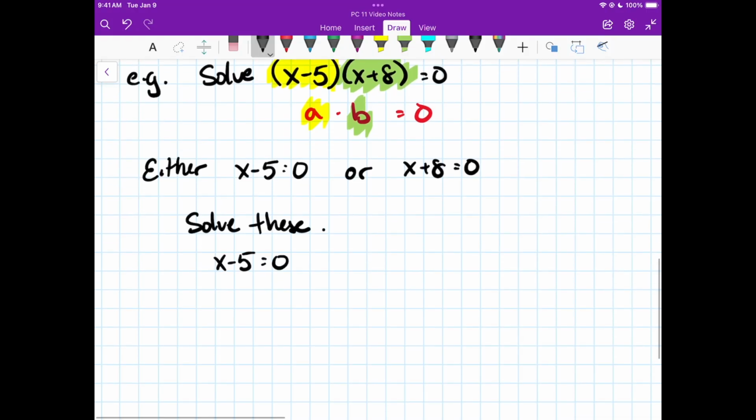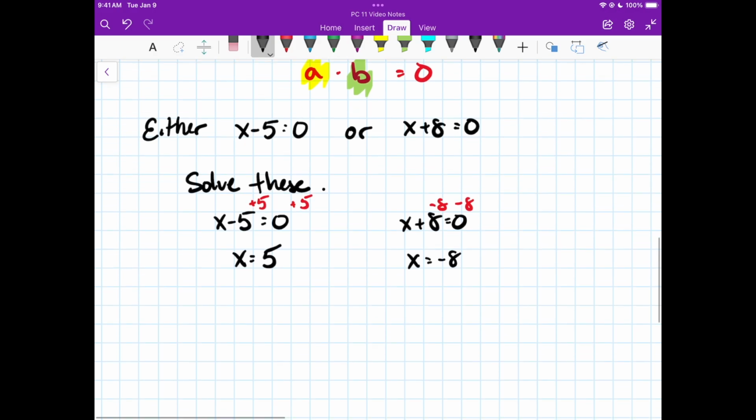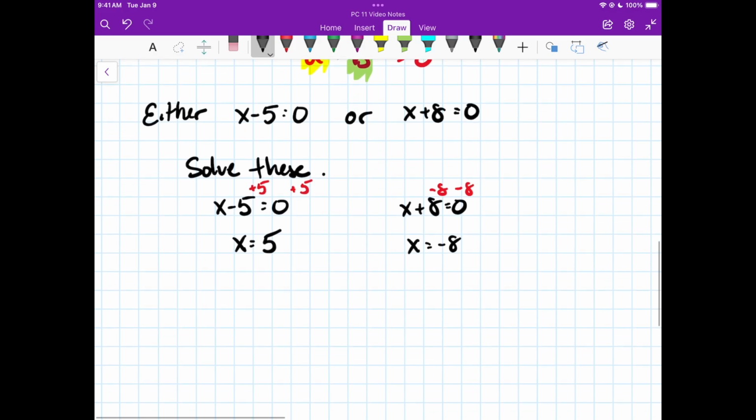So x minus 5 equals 0, if I want to solve that, I'm going to add 5 to both sides, which gets me x equals 5. And then I have x plus 8 equals 0, so I'm going to subtract 8 on both sides. And that gets me that x is negative 8. And there we go, that's it. We have solved. So these would be the two solutions to my original equation.